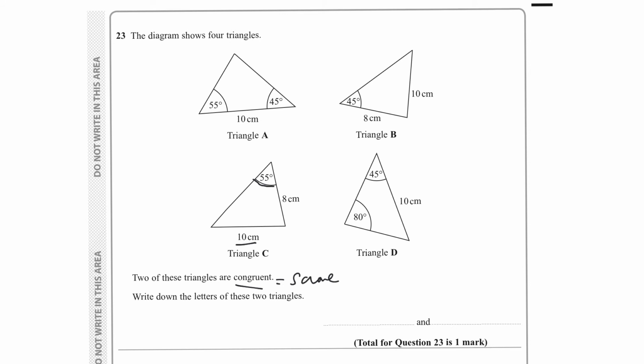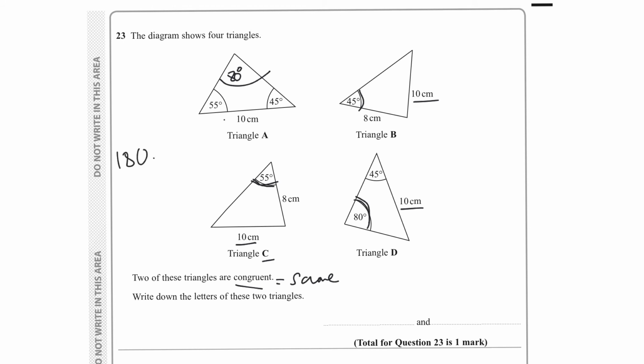With triangle C, it's got 10 centimeters and the angle opposite is 55. Can we see any other triangle that's got that? No, because this one's 10 centimeters and 45 degrees, and this one's 10 centimeters and 80 degrees. But we don't know what this one is. The missing angle would be 80 degrees. They've kind of given you the clue, but we can double check just to see the answer's right.